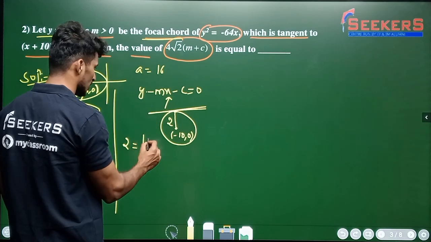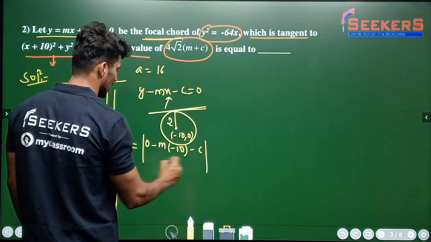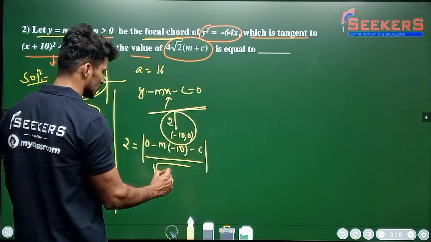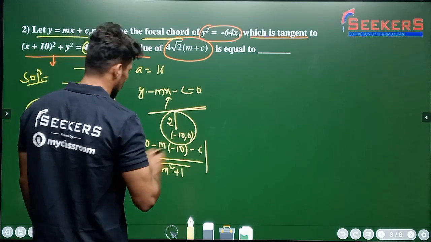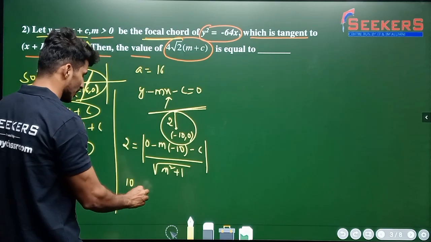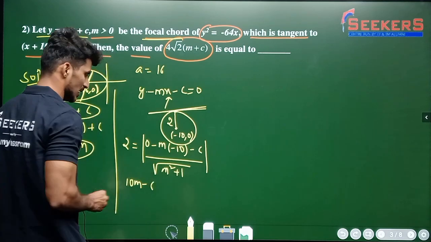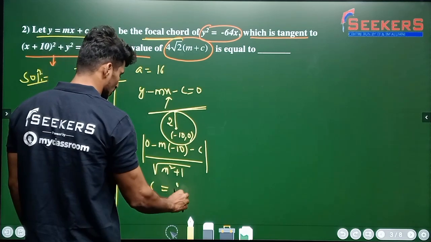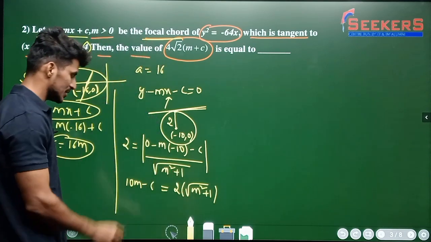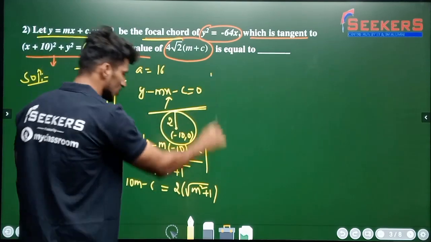So 2 is equal to, let me substitute, 0 minus m into minus 10 minus c, all divided by the square root of a square plus b square. What is a square here? Minus m, so m square plus 1. Alright, now let us open the modulus here: 10m minus c. So 10m minus c is equal to 2 times the square root of m square plus 1. Alright, this is what I got now. In order to remove the square root, we'll do squaring on both sides.